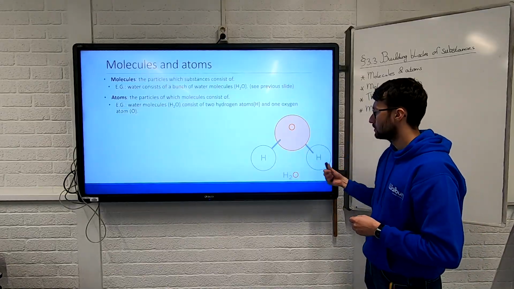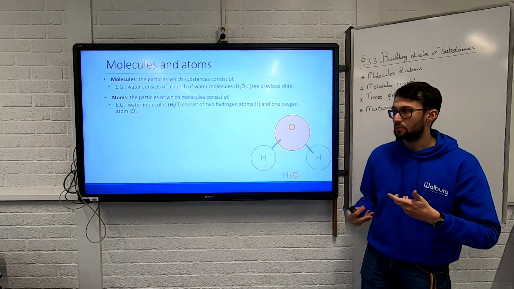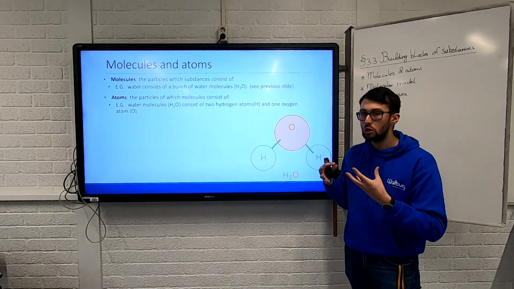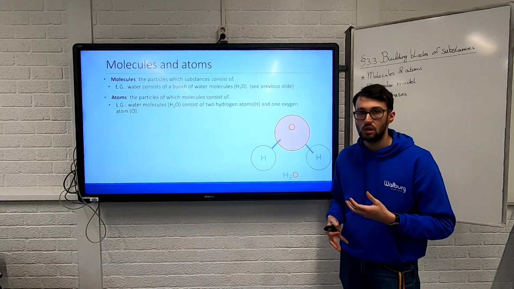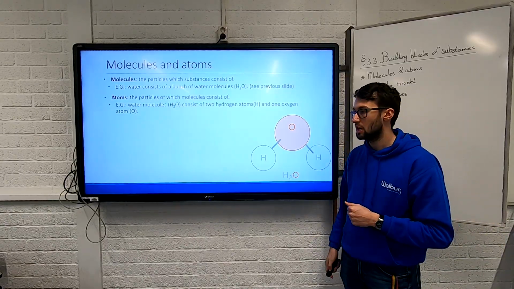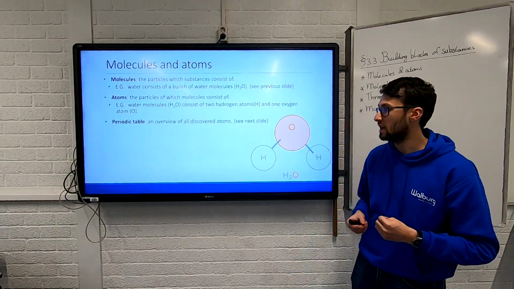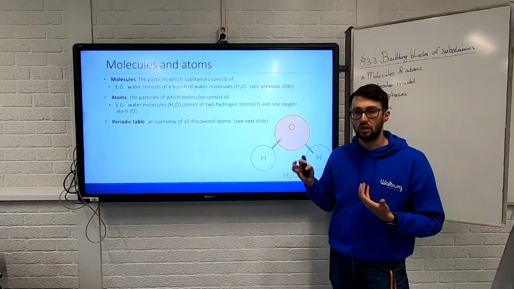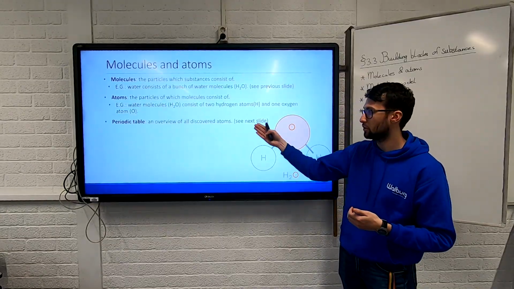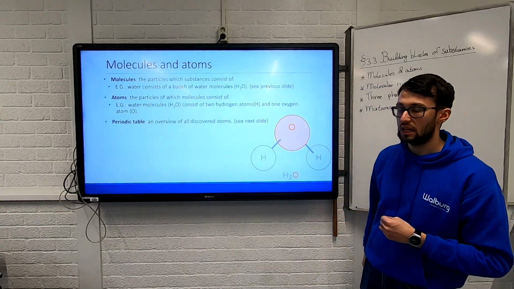This is all very good, but atoms, what exactly are those? Those are the real building blocks of the substances. There's a certain amount of atoms that we have, and we have a table called the periodic table with an overview of all the discovered atoms, or in other words, some people also use discovered elements. I'll show that on the next slide.